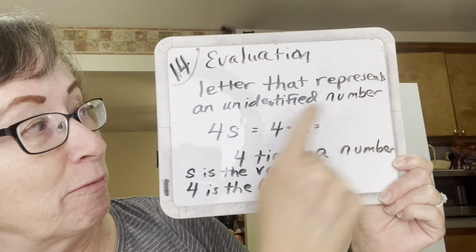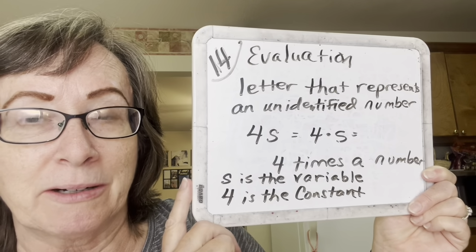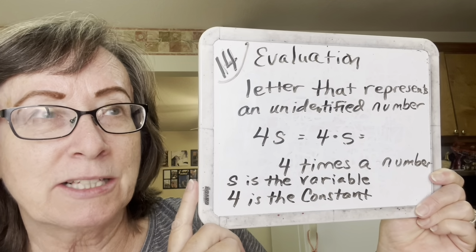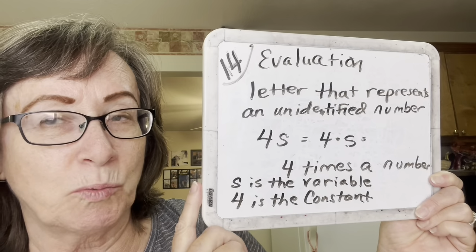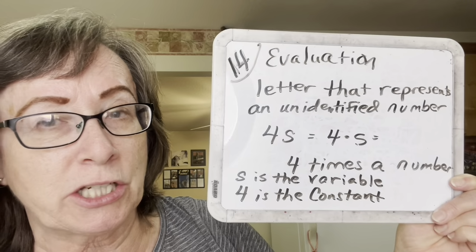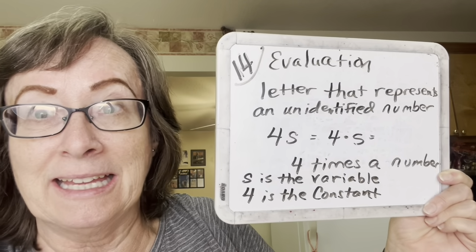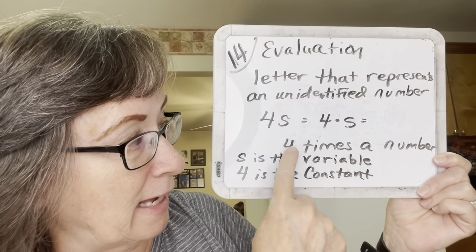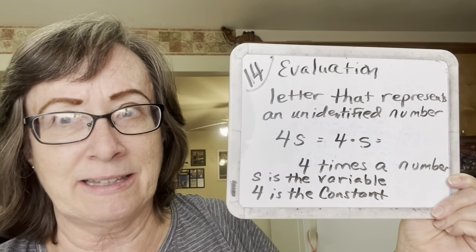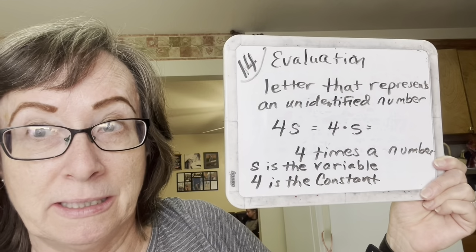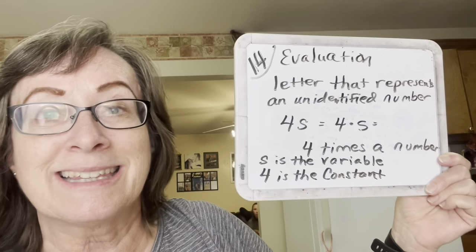A letter that represents an unidentified number is a variable, and an expression is when we put a variable with some other things like constants or other variables. It can become an expression. So 4s is an expression, and it means 4 times s, which means the same thing as 4 times a number, s, that we don't know what it is at the moment. And s is the variable in that expression, and 4 is the constant in that expression.